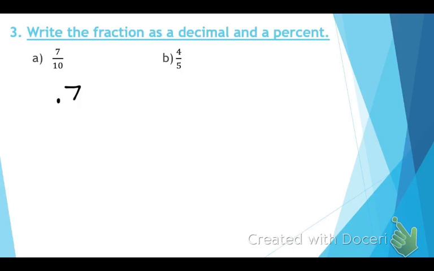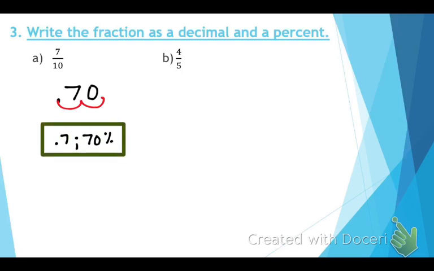Now, I don't just want that to be a decimal, I also want it to be turned into a percent. What would that be as a percent? 7%. Okay, you move it over, you've got to give it a little zero, 70%, okay? So for my final answer, the decimal was 0.7, and the percentage was 70%.